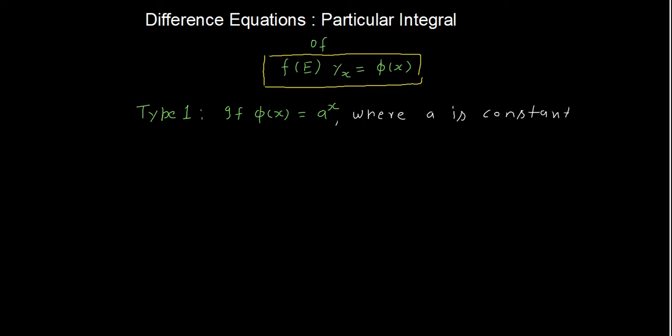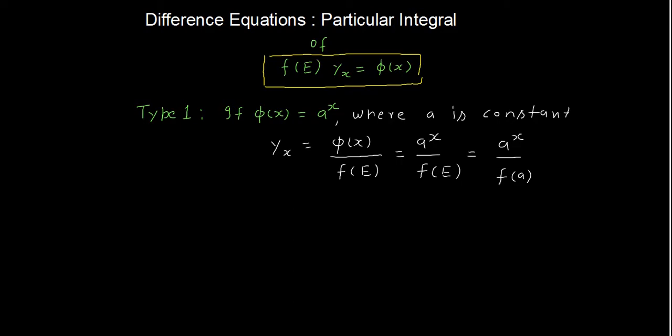What is the particular integral of this one? If phi(x) is given, then the particular integral y_x = phi(x) upon f(E). And if phi(x) is a^x, then the particular integral equals a^x upon f(a), provided f(a) does not equal 0.